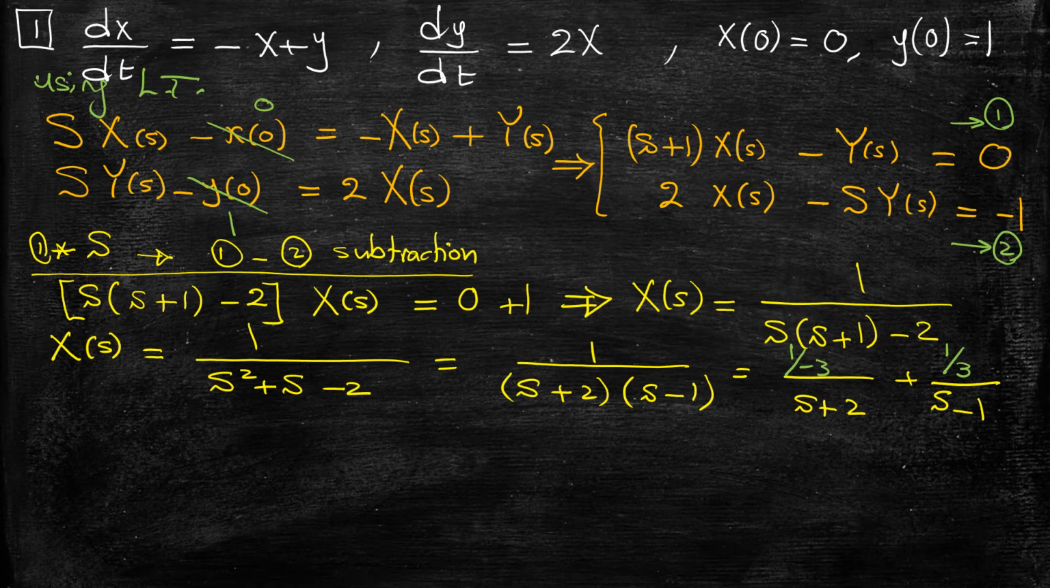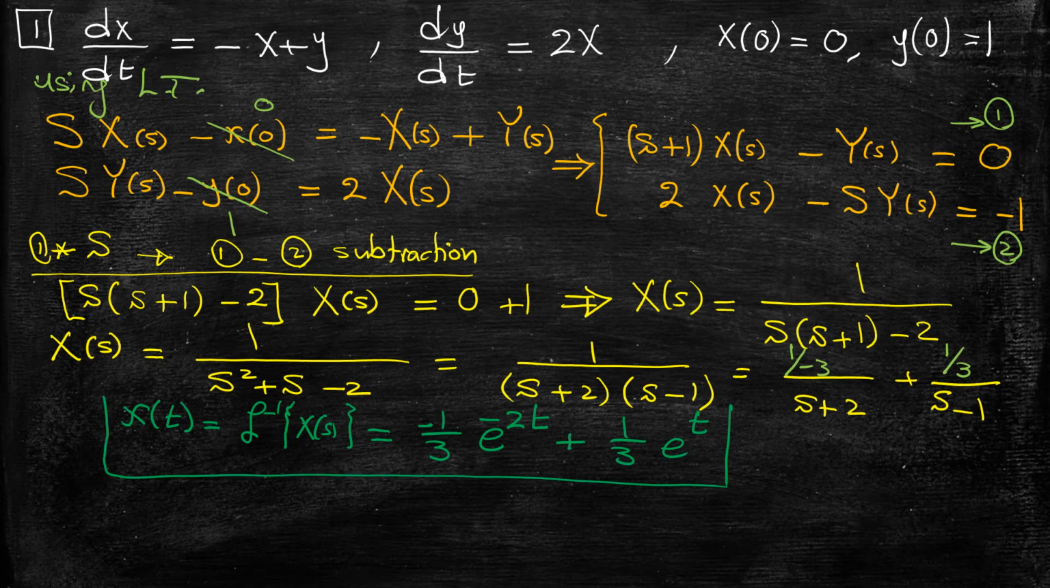This will end up as x of t, which is Laplace inverse of this x of s, equal to minus 1 over 3 e power minus 2t plus 1 over 3 e power t. And this is the value of x.